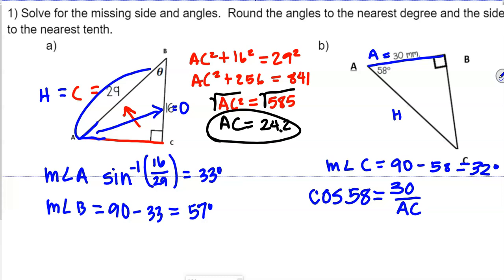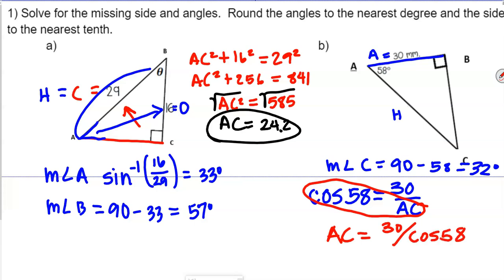Now, when we have a variable in the denominator, they're always going to switch places, okay? So these two things are going to switch, so I'm going to put my AC over here, and that's going to be equal to 30 divided by the cosine of 58. And you can go ahead and put that right in your calculator. And 30 divided by the cosine of 58 is AC is going to be equal to 56.6.